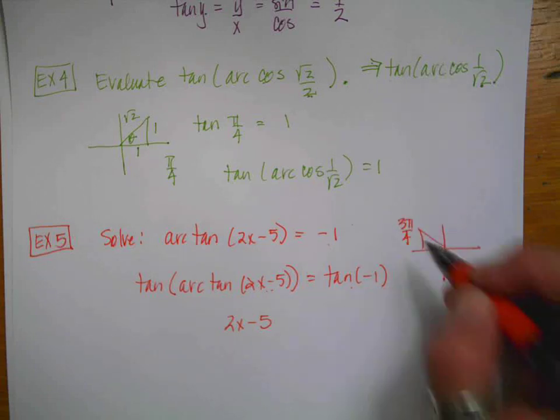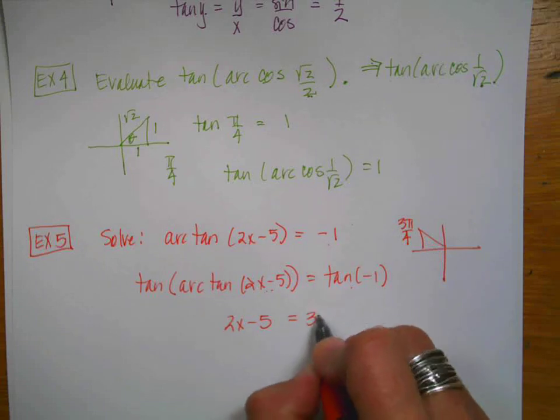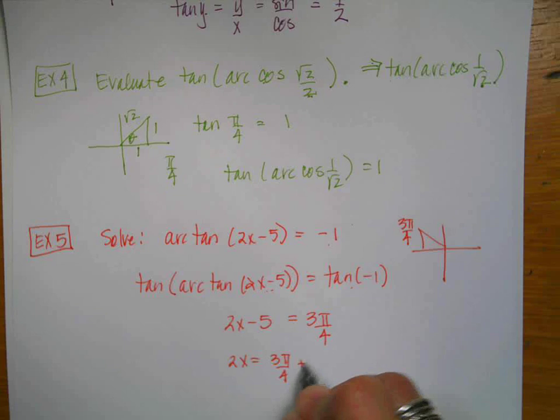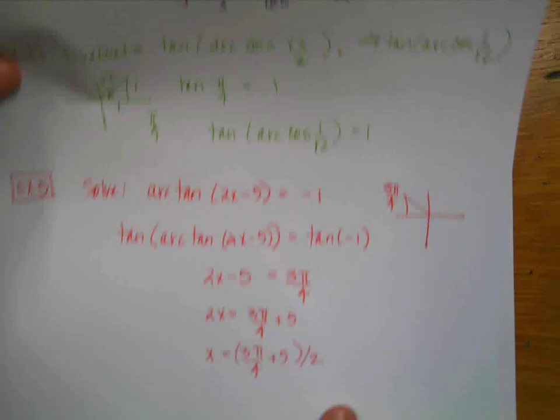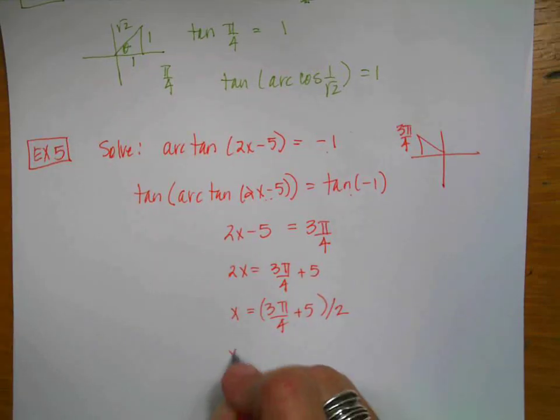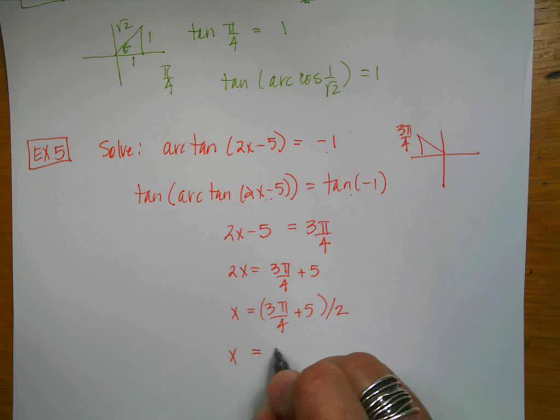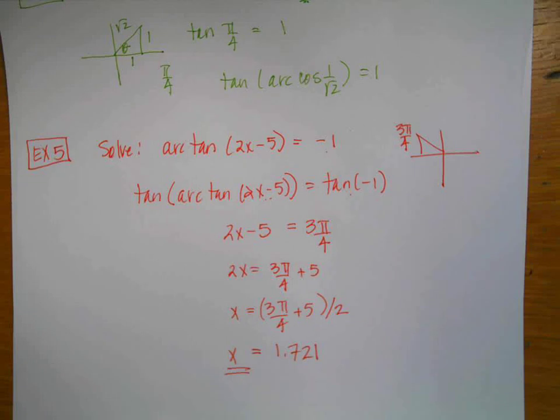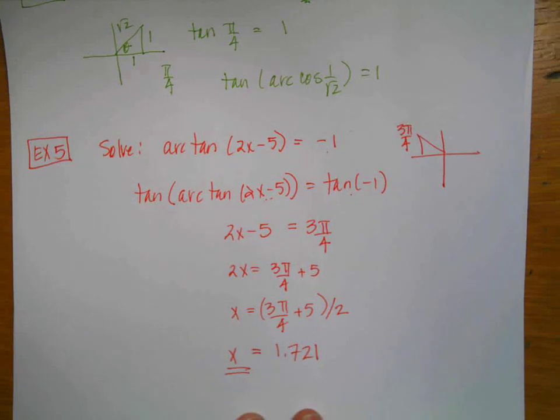Tangent is a negative 1 right here. Okay, we're going to take the first time that it occurs, and this is 3 pi over 4, right? So I'm going to say that this is equal to 3 pi over 4. Remember, radians are the default. So 2x is 3 pi over 4 plus 5. X is going to be equal to 3 pi over 4 plus 5, technically divided by 2. And then depending on whether or not you needed a decimal equivalent, making sure that your grapher is in radians. Actually, it doesn't matter at this point because these are just numbers. And then I would have my solution. So that was pretty nice and straightforward.